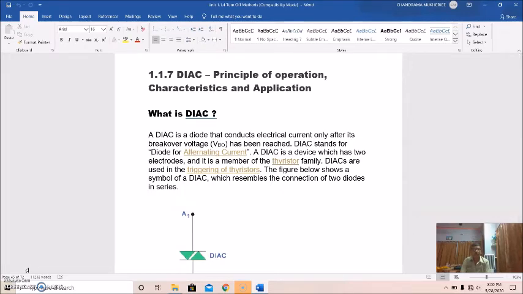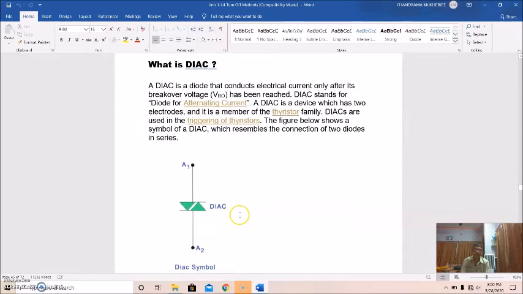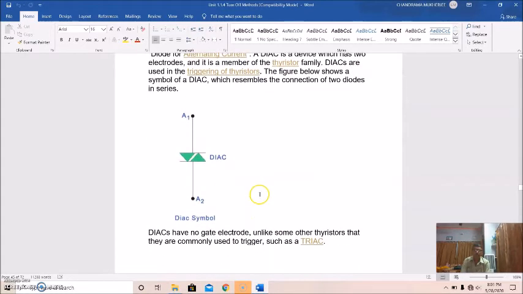A DIAC is a device which has two electrodes and it is a member of the thyristor family. It is used for triggering of thyristors. Its symbol resembles the connection of two diodes in series. This is diode 1 and this is diode 2 connected in series. This is anode 1, this is anode 2, and it doesn't have any gate.